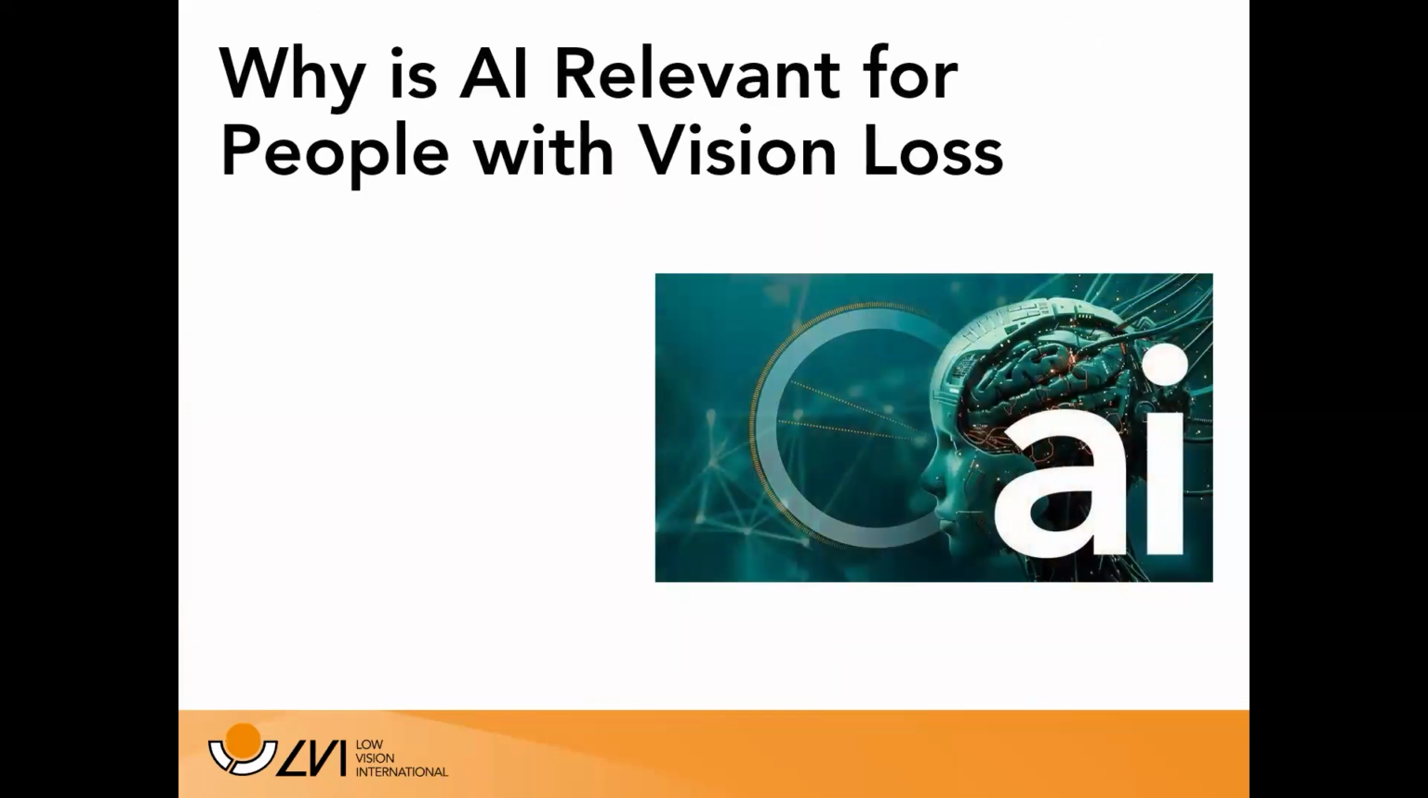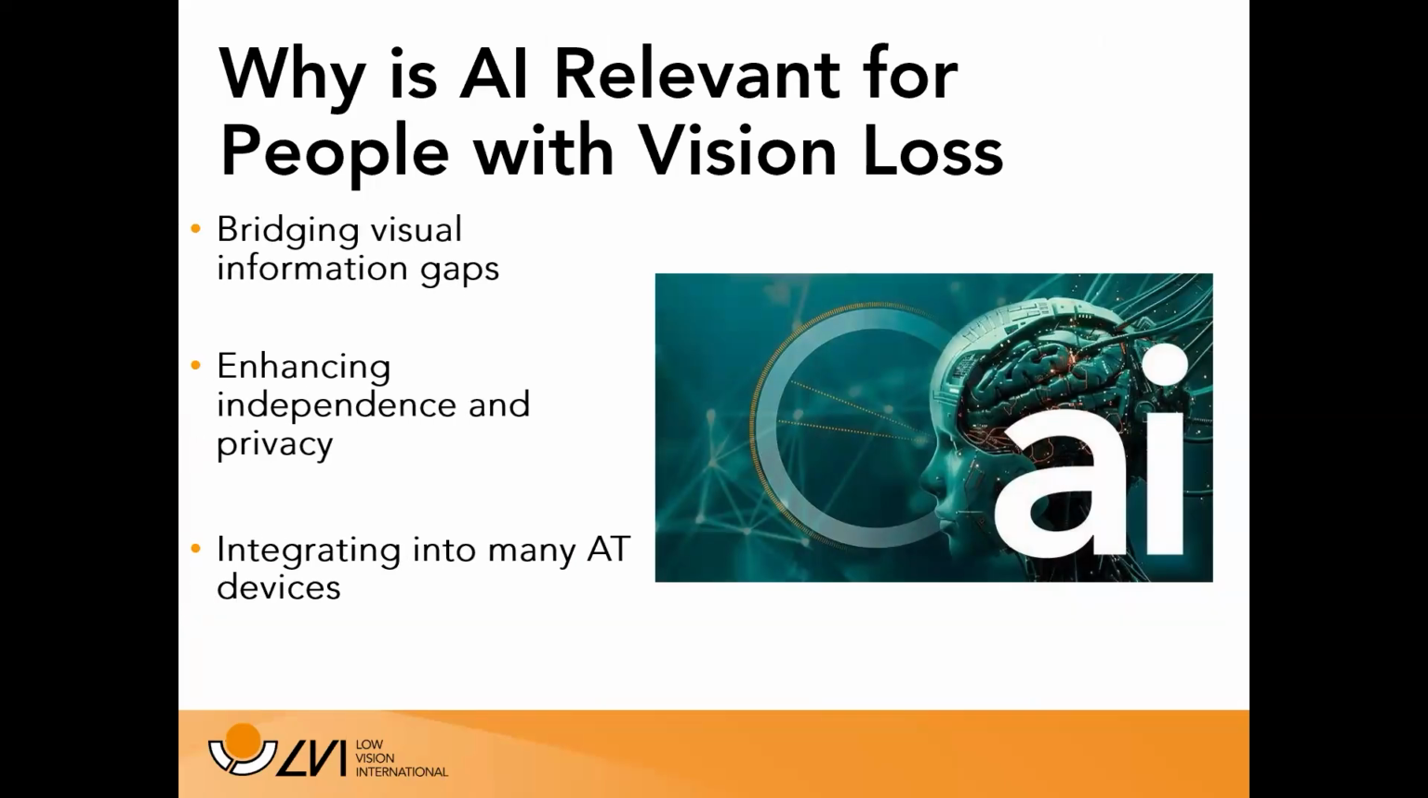So, why is AI relevant for people with vision loss? On this slide, I have a picture, and you're seeing a lot of these right now. It's a picture of almost a Borg, right? So, a robot that looks like there's actually a brain along with some technology interwoven. And then the letters AI are superimposed on top of that image.